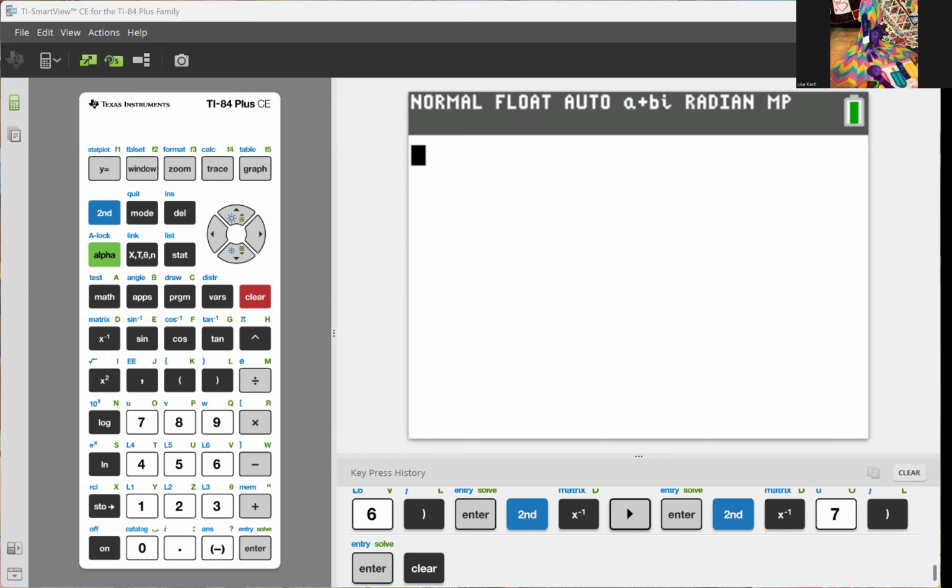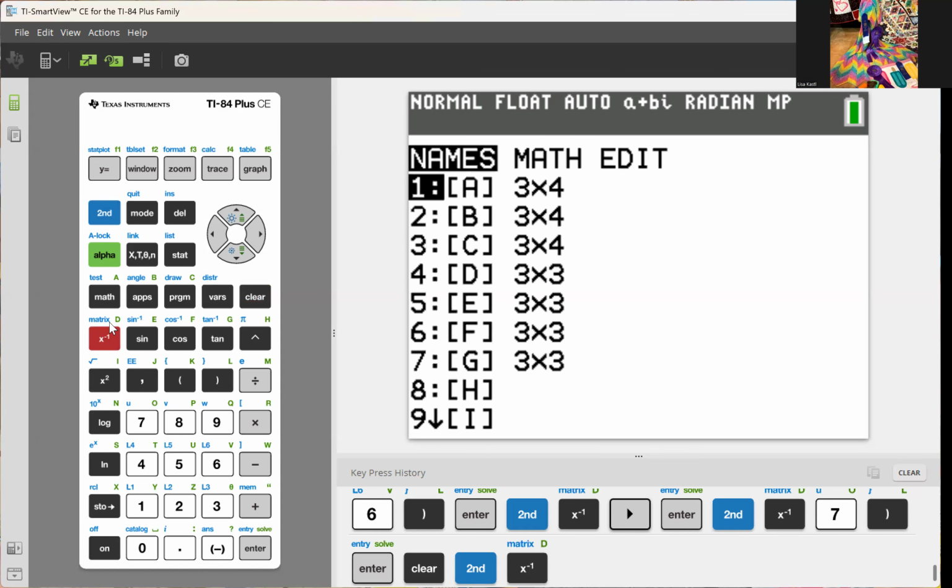Okay, so I'm going to go to my matrix menu. Second inverse gets me to my matrix menu, and you can see that I have 7 different matrices in my calculator. I have matrices A through G. I'm going to go delete those. I'm going to start fresh.